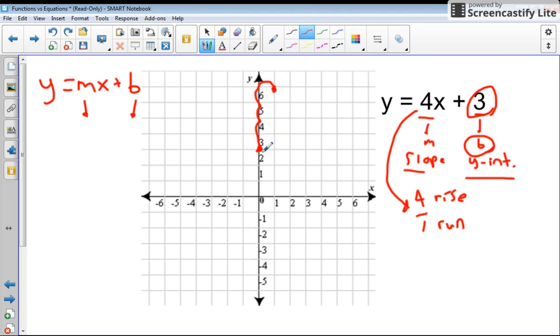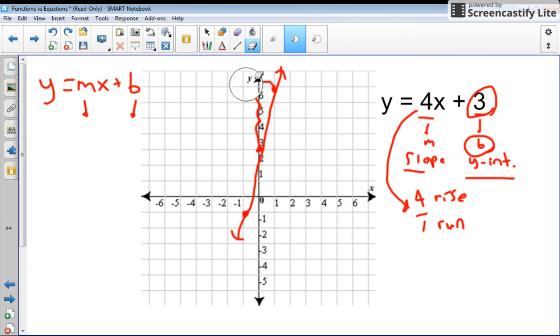Now I could do the opposite as well. I could go negative, negative instead of positive, positive. If I do that, I go down 1, 2, 3, 4, and left 1. And I'll know that I'm right if these 3 points that I've drawn line all up on a line. And fortunately, my mouse isn't being too kind right now. I can't draw a super straight line. But if you look closely, these are all 3 definitely lined up perfectly. And that is the equation correctly graphed.